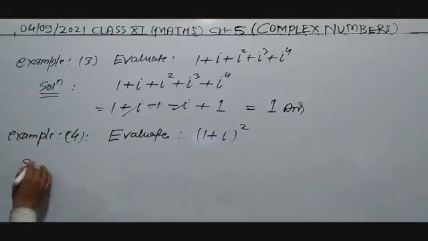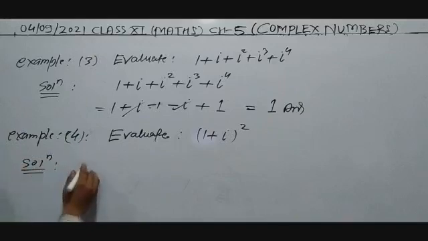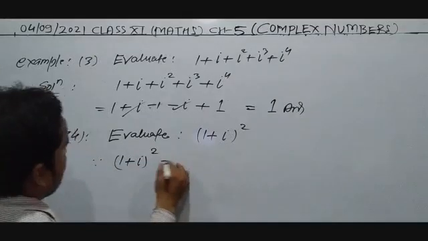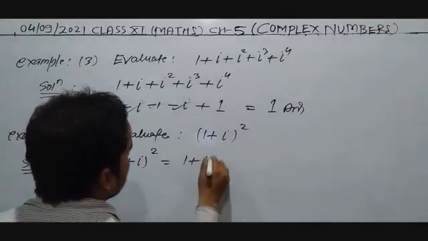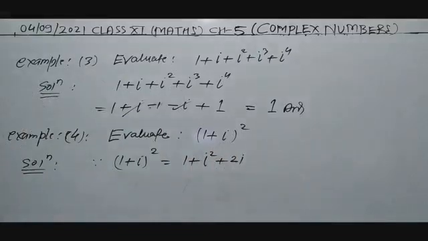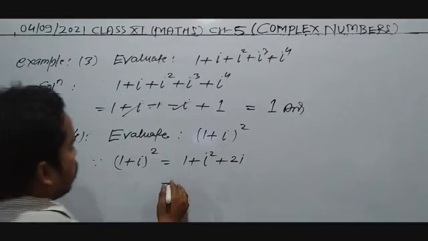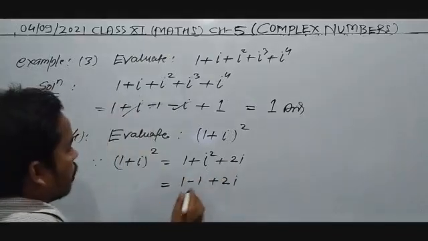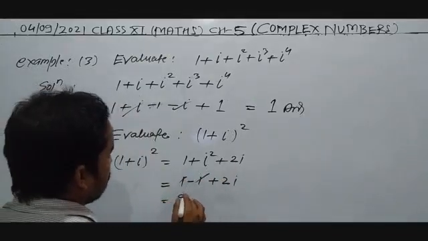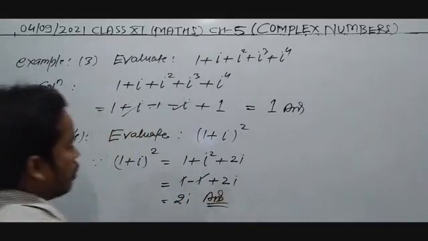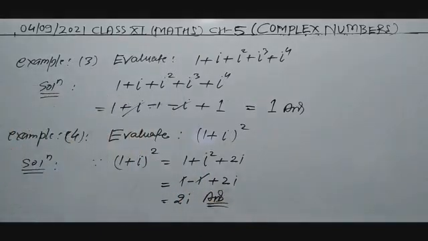So solution, since 1 plus i whole square we can write 1 plus i square plus 2i. Now i square value you know, that is minus 1, and now plus 2i, and plus 1 minus 1 term is cancelled out and result is 2 times i. Now this is the answer.